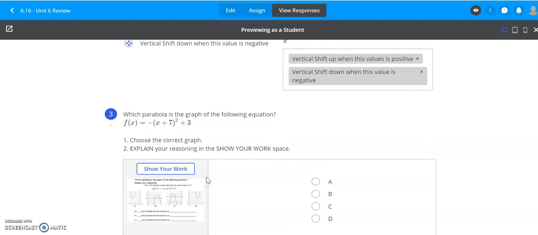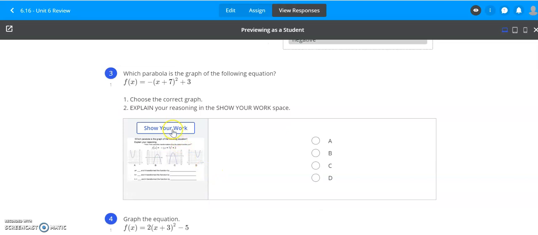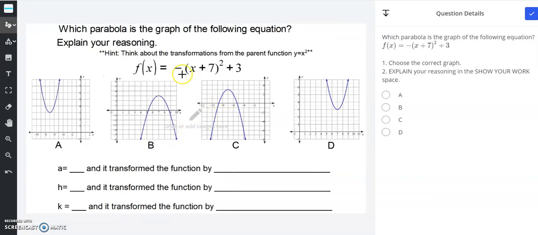Which parabola is the graph of the following equation? So we have a negative sign up front, so it's going to be upside down. So that one's wrong, and that one's wrong. And we have a vertex of -7, 3. So this one's +7 and 3. This is -7 and 3. So that's correct. The answer is C.